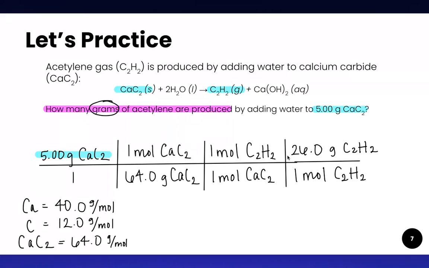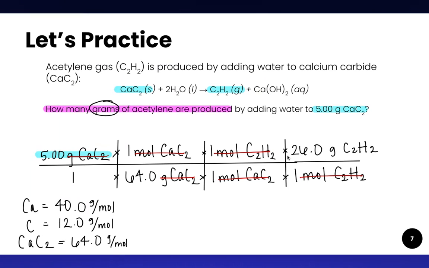Okay, next step is check your dimensional analysis. Make sure all of the units cancel properly. So we've got grams on the top, grams on the bottom, moles of calcium carbide on the top and on the bottom, so those cancel, and then moles of acetylene on the top and moles of acetylene on the bottom. So the only unit that remains is grams of acetylene, which is what they want. So we'll do the math now. Multiply everything on the top and everything on the bottom, and then divide those two values.